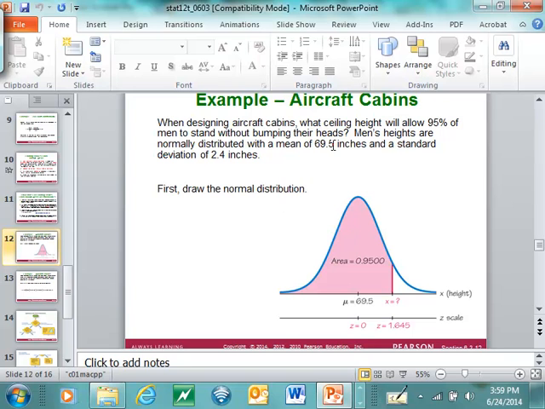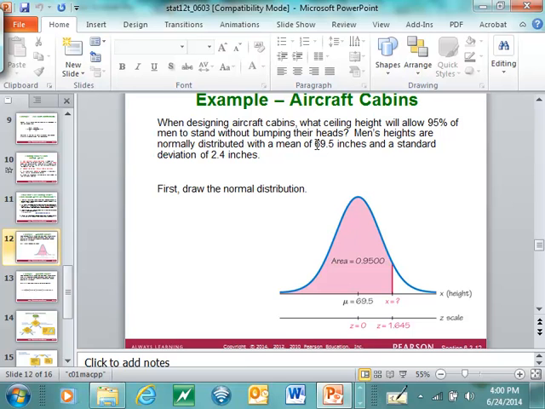Mean of 69.5, standard deviation of 2.4 inches in this example here. What ceiling height will allow 95% of men, excuse me, so this is for men, sorry, not women, but this is for men. So 95% of men to stand without bumping their heads. So what is the height corresponding to the 95th percentile, in other words?